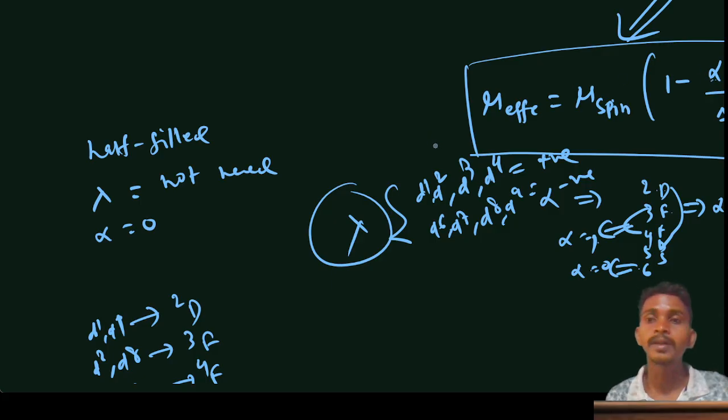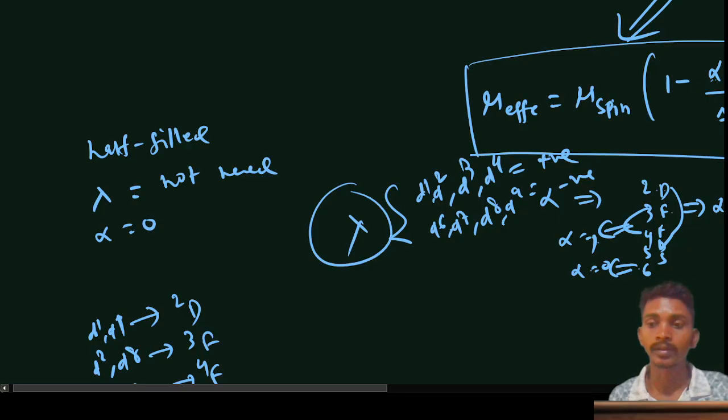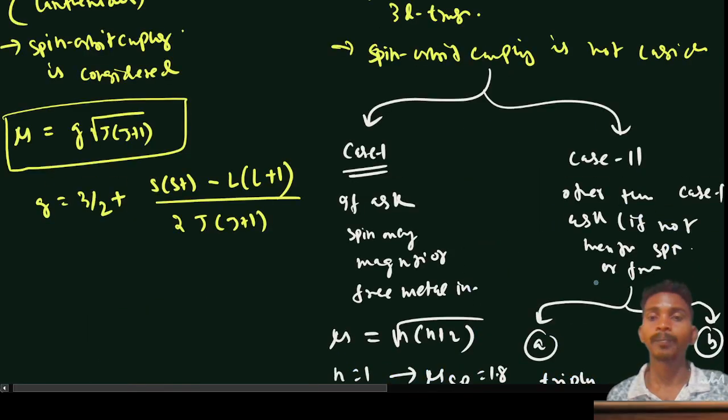Okay, so for half filled, this lambda value is not needed. So this is how to calculate the magnetic moment. Okay, so today after this, thank you.